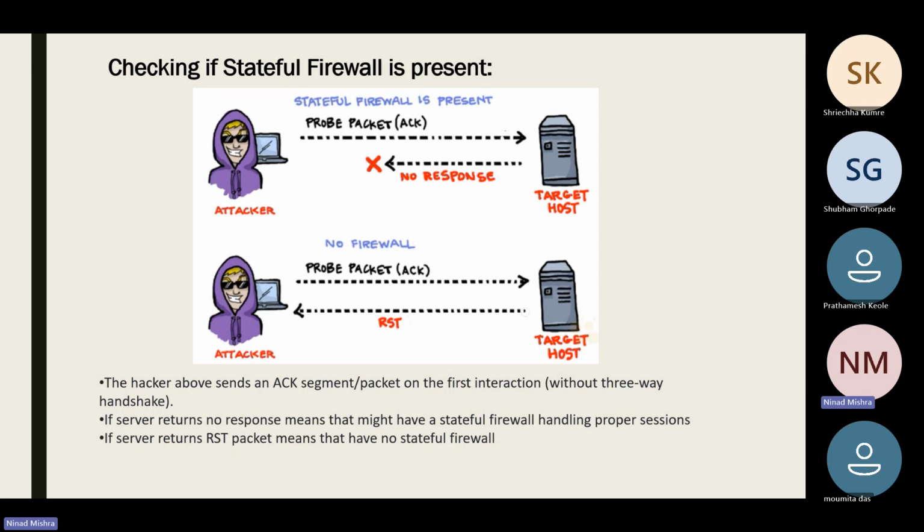But if the stateful firewall is not present and you are directly sending the packet to the target host, then, as I said, by default mechanism, it will directly send out the RST packet. So again, this is also helpful for an attacker to identify if the stateful firewall is present or not present.